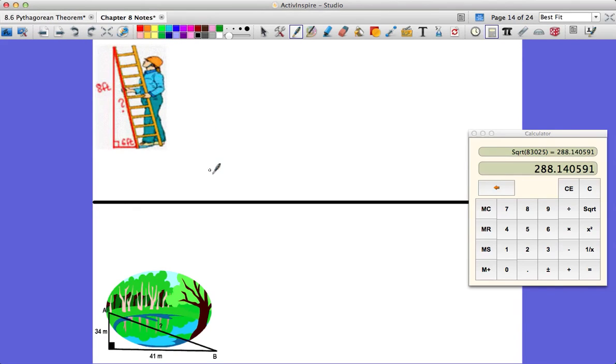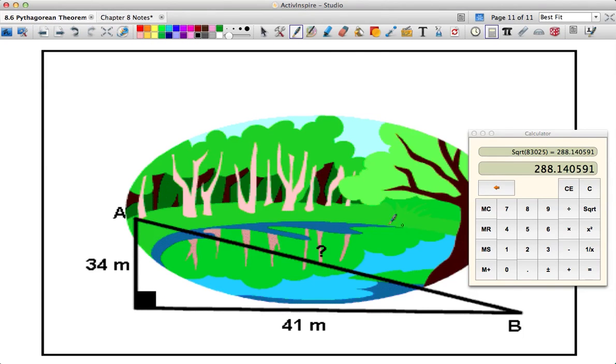Okay, so in your notes you have that problem, and then this last problem has to do with crossing a pond. So if you know that from one end of the pond to the other is 41 feet, and you know from the point that you're standing to the point that you're trying to get to is 34 meters, you can figure out how far you would have to boat across the pond to get from point B to point A. So your responsibility is to solve this problem tonight and to post your answer on Edmodo.